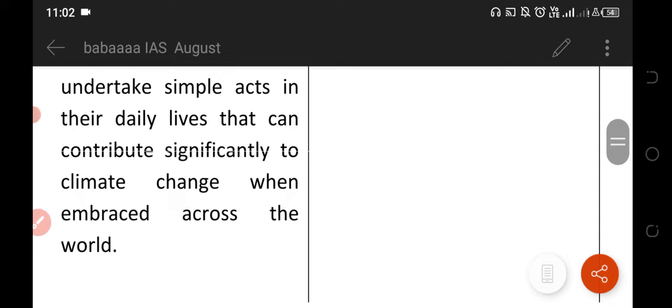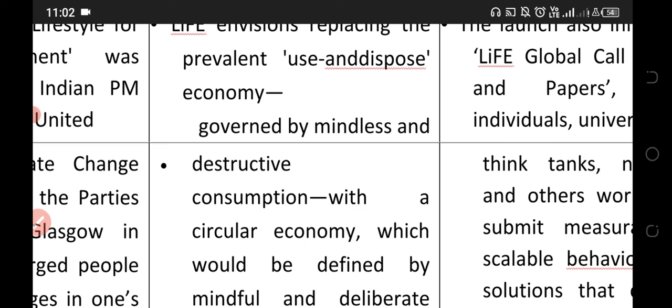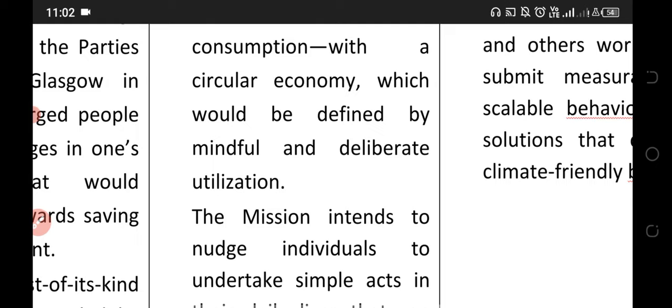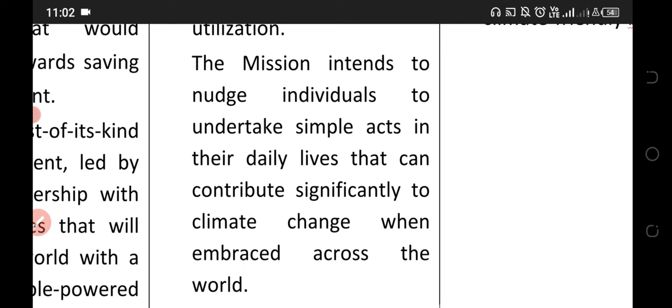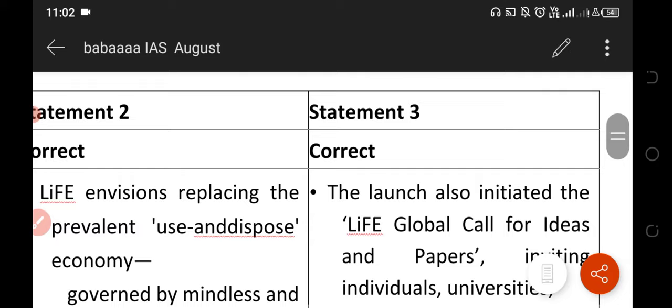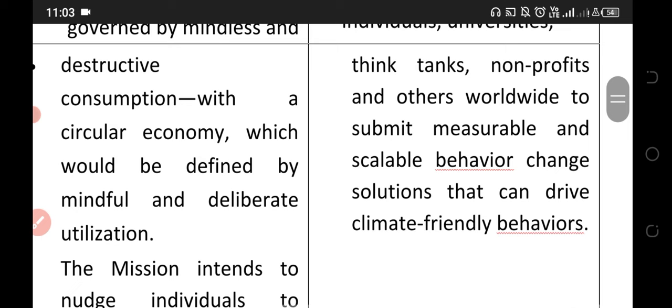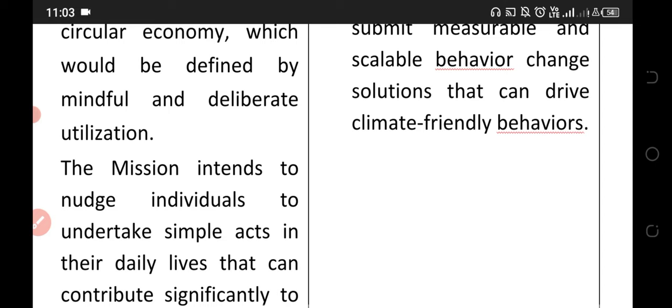The LIFE mission envisions replacing the prevalent use-and-dispose economy, governed by mindless and destructive consumption, with a circular economy, which would be defined by mindful and deliberate utilization. The mission intends to nudge individuals to undertake simple acts in their daily lives that can contribute significantly to climate change mitigation when embraced across the world. The launch also initiated the LIFE Global Call for Ideas and Papers, inviting individuals, universities, think tanks, non-profits and others worldwide to submit a measurable and scalable behavior change solution that can drive climate-friendly behaviors.